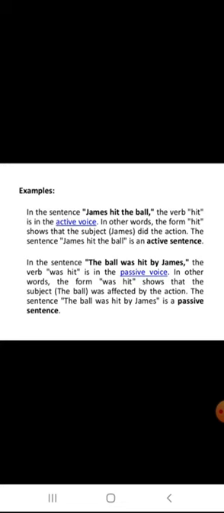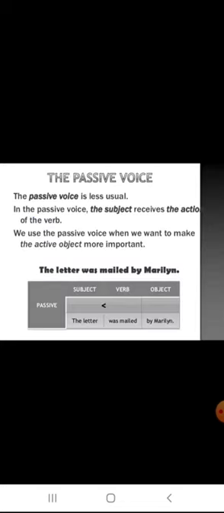In the sentence, the ball was hit by James, the verb was hit is the passive voice. In other words, the form was hit shows that the subject, the ball, was affected by the action. The sentence the ball was hit by James is a passive voice. In the passive voice we always use by. So, in the passive voice, the subject will go as an object, and the object will go as a subject.